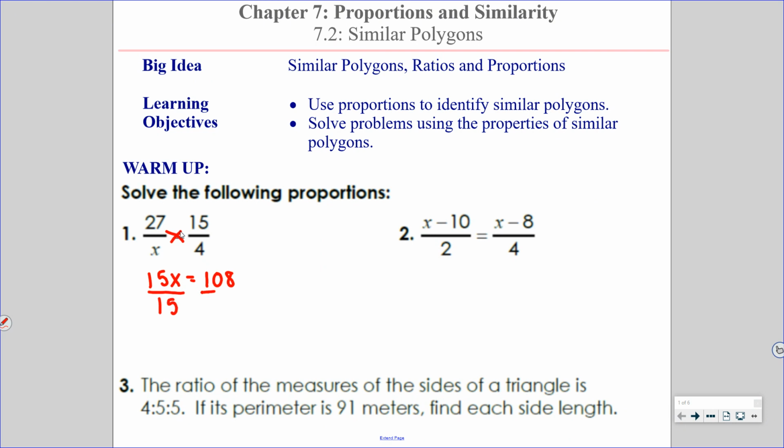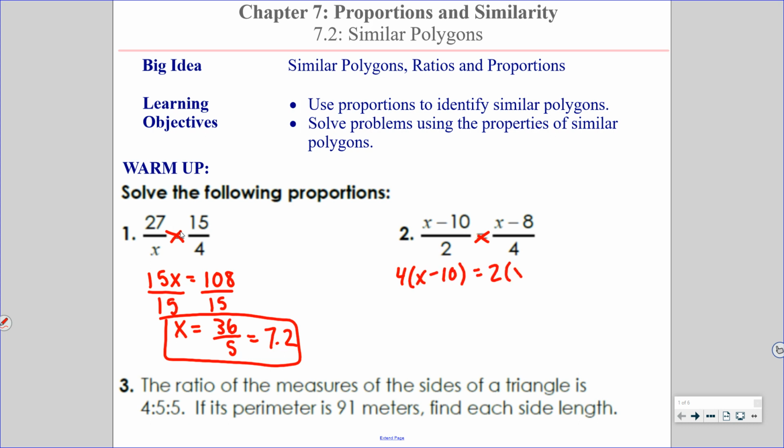All right, for the first one, I would accept the improper fraction 36/5, or I would accept the decimal 7.2 because that decimal ends. Either answer is fine with me. You don't have to have both, just one or the other. All right, number 2, still want to cross multiply. This one I have 2 different variables. No problem. Just going to have to distribute.